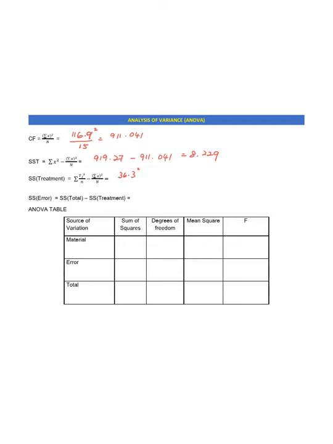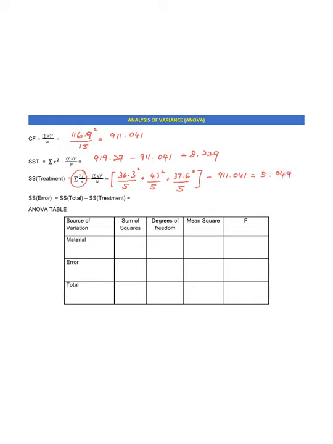Okay, and then dia punya small n dia adalah 5, betul tak? Okay, untuk material B 43.9 kuasa 2 bahagi 5 juga, tambah dengan 37.6 kuasa 2 bahagi 5. Okay, that means yang first ni, summation tu. Okay, and then tolak dengan summation of x square over N, this CF value, so this one is 911.041. Okay, so from the calculator, it gives us the value of 5.049.